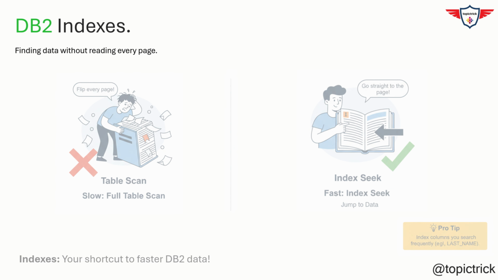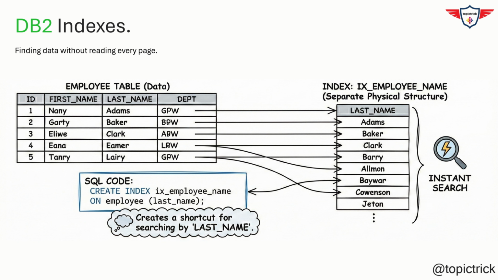Here's the code to create a simple index. Create index ix_employee_name on employee (last name). This creates an index called ix_employee_name on the last name column of the employee table. Now, when you search for a specific last name, DB2 finds it instantly.